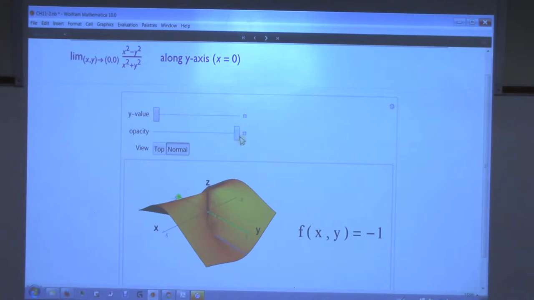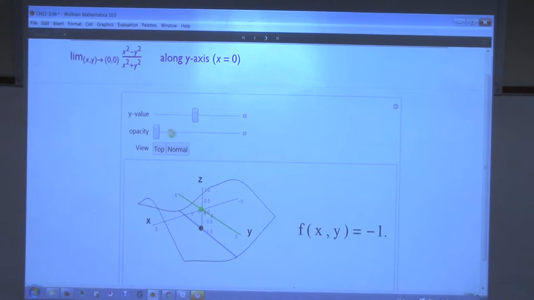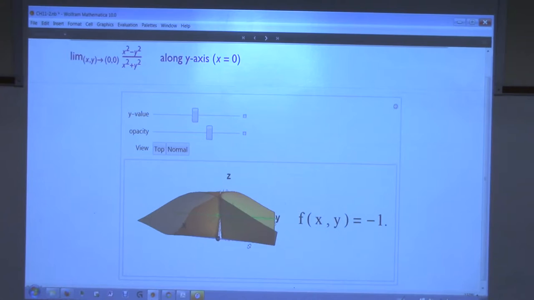Okay, now let's look along the y-axis. We come in along the y-axis. See, now we're along the y-axis. The green is the input. The black is the output. Notice that the black is below it, isn't it? So it's down there at negative 1. There's that surface. We were coming along this edge, right? Now we're down along this bottom edge down here.